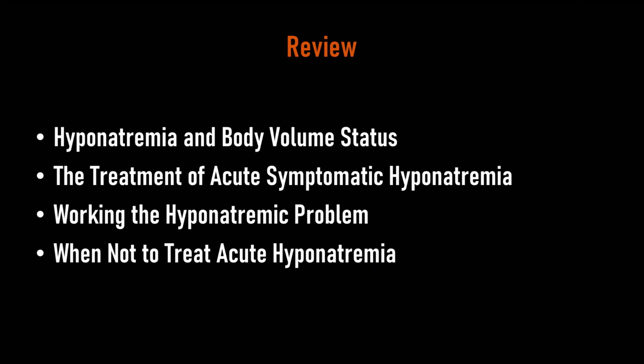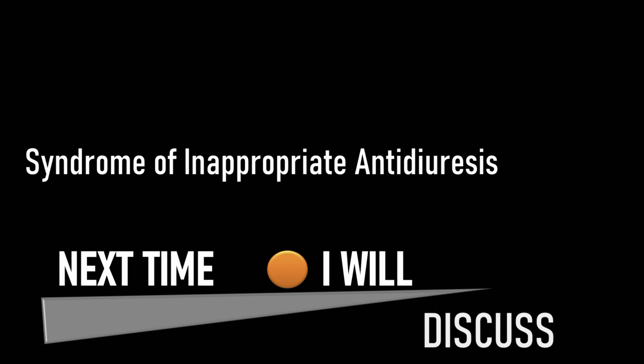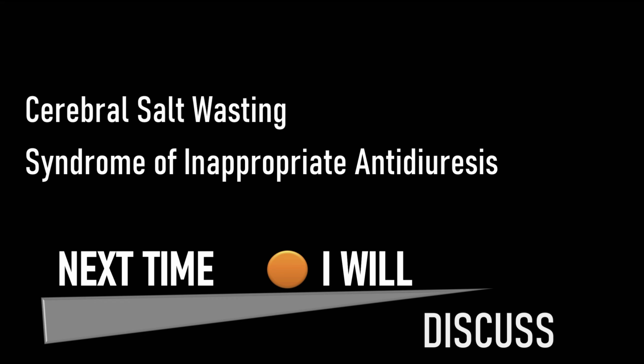Let's review this tutorial. In this tutorial, I discussed hyponatremia and body volume status. I discussed the treatment for acute symptomatic hyponatremia. I discussed working the hyponatremic problem and a scenario in which you might choose not to treat acute hyponatremia. In the next tutorial, I'm going to look at two other causes of hyponatremia. One that is quite tricky to deal with, where there's quite a lot of controversy in the management, and that's the syndrome of inappropriate antidiuresis. I will also mention cerebral salt wasting. I'll see you then, and I guarantee you'll learn something.